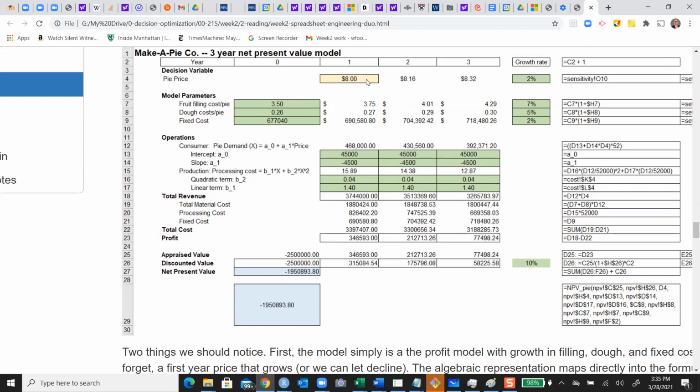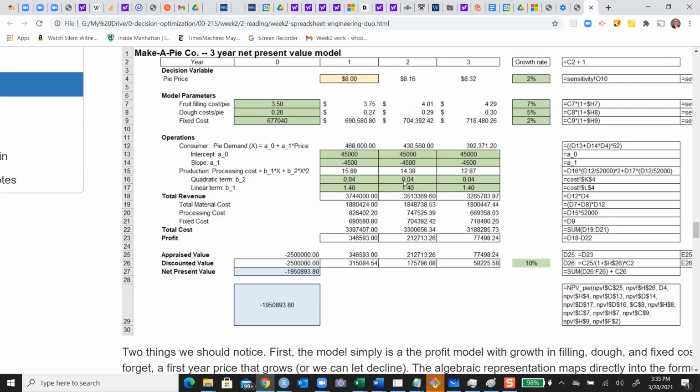The price that this model calculates at is $8 currently, producing a net present value of 1,951,000 and change. These accounting conventions are not necessary here. They really aren't. We're not going to worry in a model like this with that. Up here, they do matter. And you can remember, here is the complicated situation of the cost parameters.